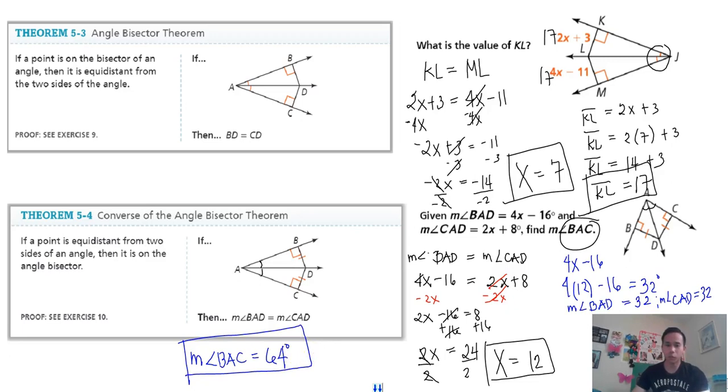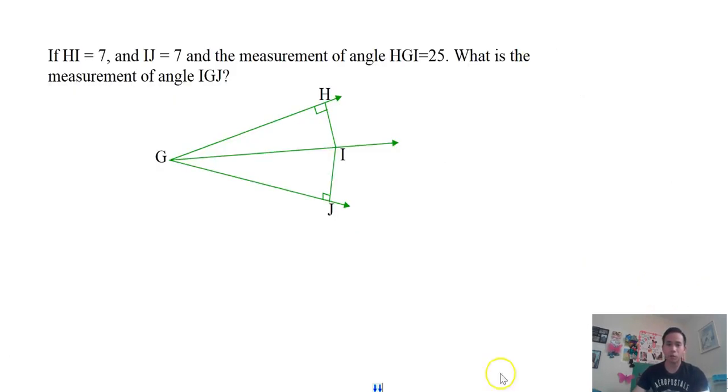Now, in our discussion for participation grade, I want you to answer this question. If HI is equal to 7 and IJ is equal to 7, and the measurement of angle HGI is 25, what is the measurement of IGJ? So that's your work for this video. Make sure that you reply to at least two of your classmates.